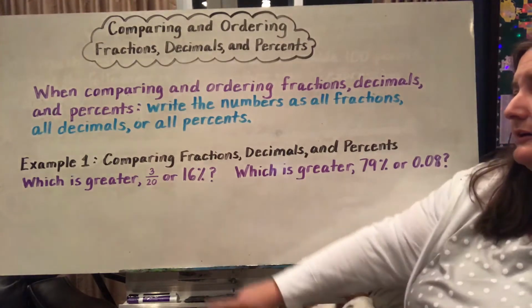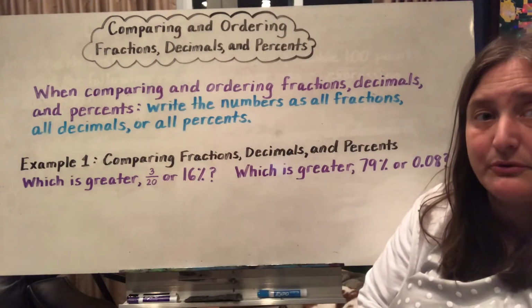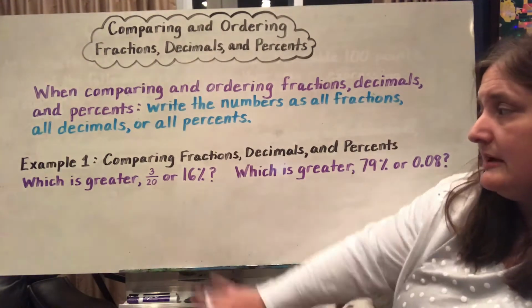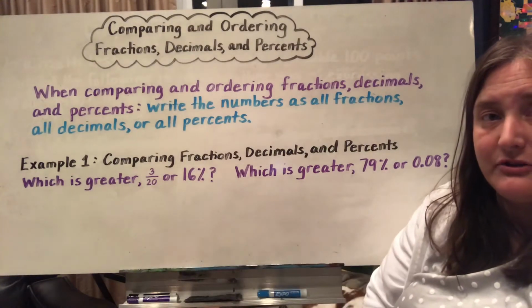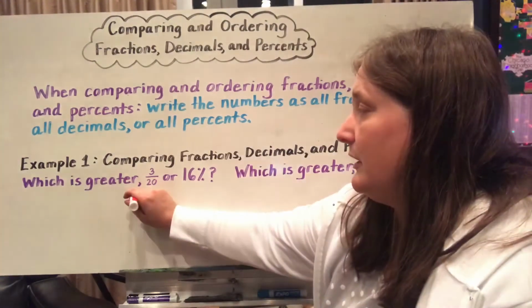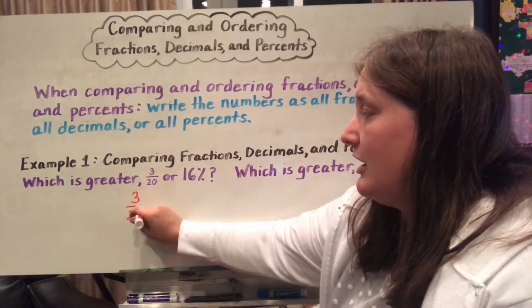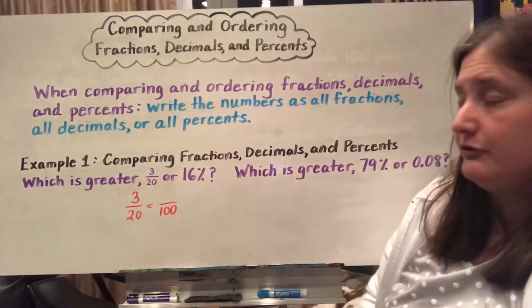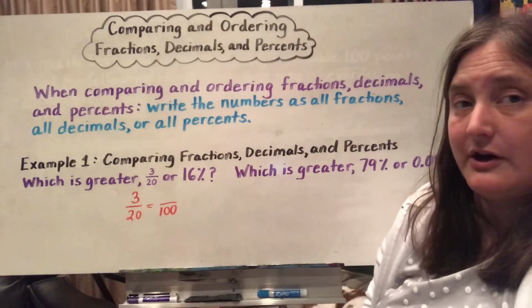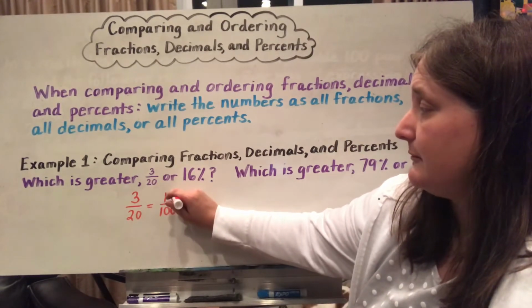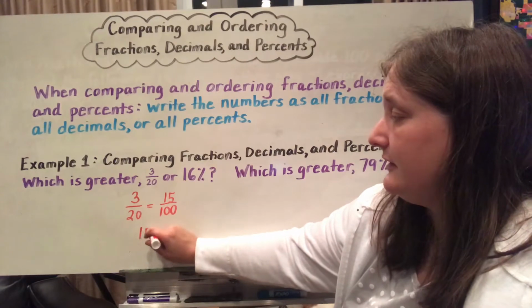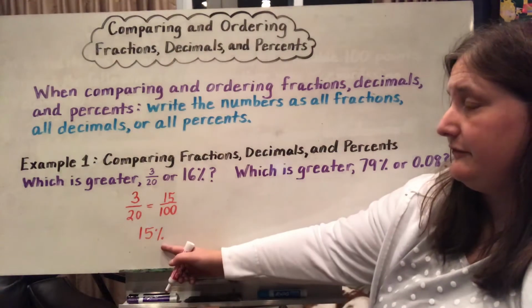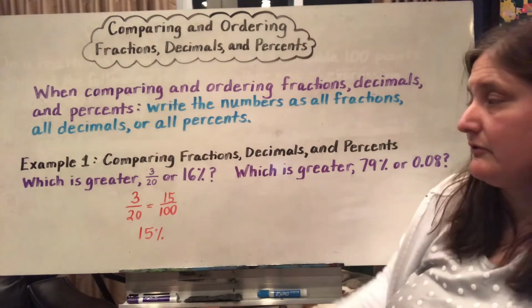So here I'm being asked, which is greater, 3/20ths or 16%? So I want to write them both as percentages so I can compare them. Since 16% is already a percentage, I'm just going to leave that one alone. 3/20ths I'm going to change to a percentage by first changing it to a fraction out of 100. So in this case, I have to multiply by 5 to get this out of 100. So on the top, 3 times 5 would be 15. So 15 out of 100, or 15%, is equivalent to 3/20ths. So 15% or 16%, 16% is greater.